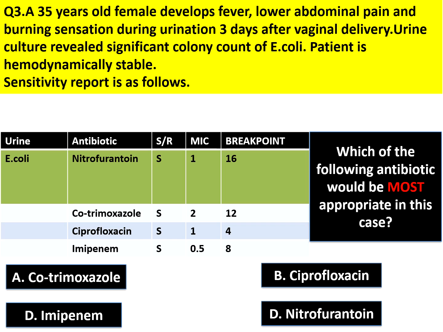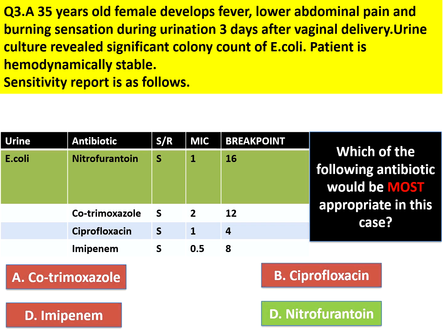The therapeutic quotient. Among these three antibiotics, which one has the highest therapeutic quotient? For nitrofurantoin, it is 16 by 1, that is 16. For cotrimoxazole, it is 12 by 2, that is 6. And for ciprofloxacin, it is 4 by 1, that is 4. So the antibiotic with the highest therapeutic quotient is nitrofurantoin. So the answer will be nitrofurantoin.